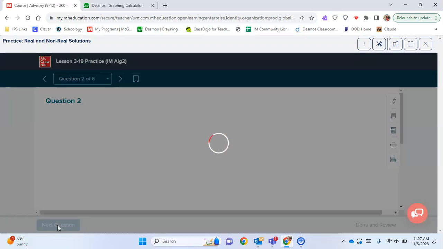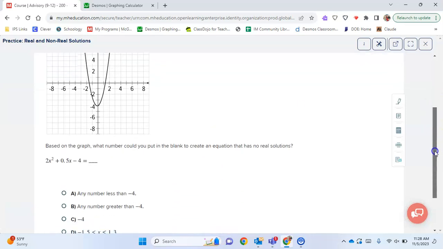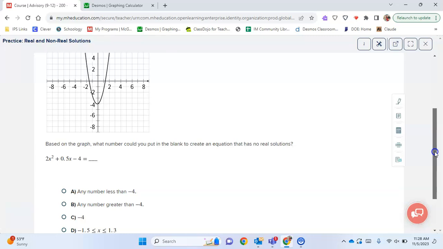Question 2. The graph shows the equation y equals 2x squared plus 1/2 x minus 4. Based on the graph, what number could you put in the blank to create an equation that has no real solutions? All right, you can see the vertex of the parabola is at negative 4. So if we set it equal to any number less than negative 4, the graph would never touch that line. So if it was like negative 5, it never would touch that line. So any number less than negative 4.